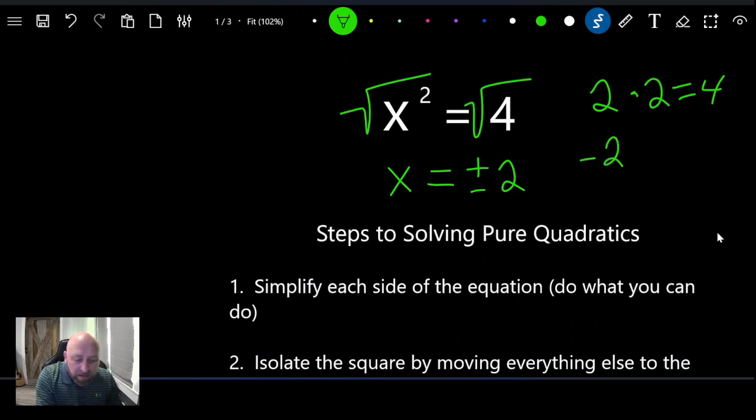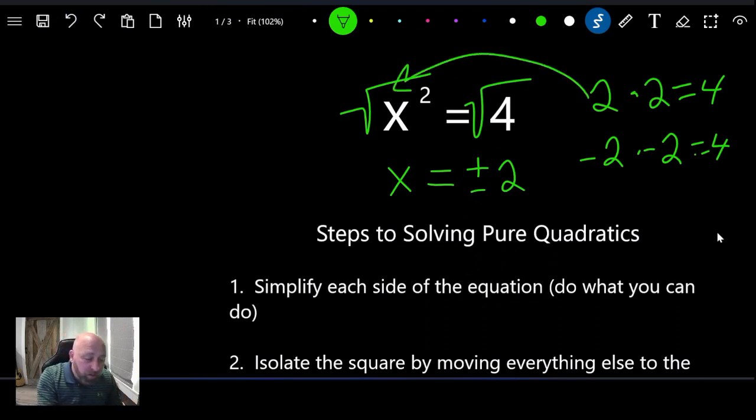And if we have negative 2 times negative 2, we're going to get positive 4. They both give us positive 4. So we would have to say that positive 2 is part of the answer and negative 2 is part of the answer because they both work.